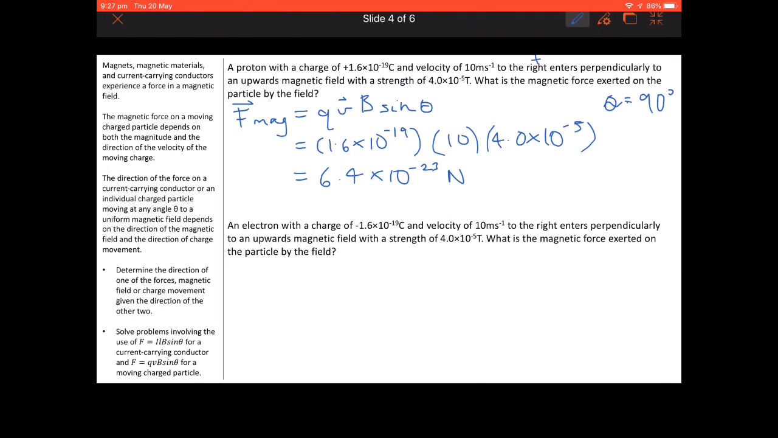I guess towards the top of the page or to the top of the slide. So if you've done that, your palm will be facing out of the screen, or out of the paper. So the magnetic force is acting out of the paper, or out of the page. That's the direction that the force is acting in on that proton, so the proton will be pushed in that direction by the magnetic field.